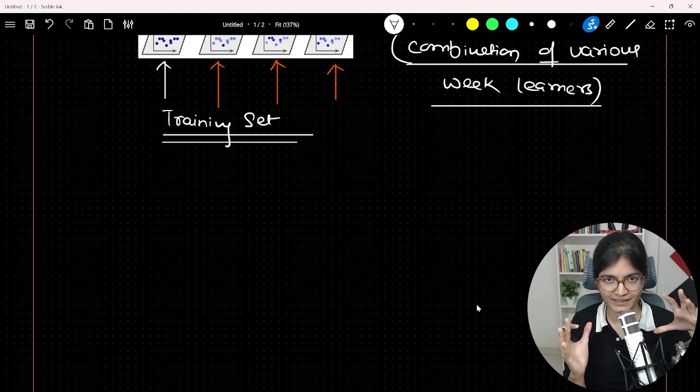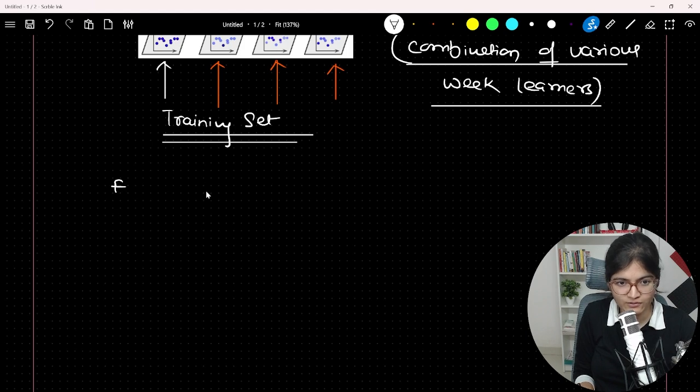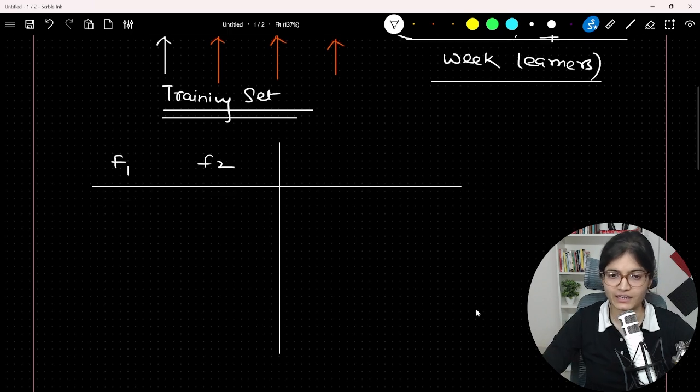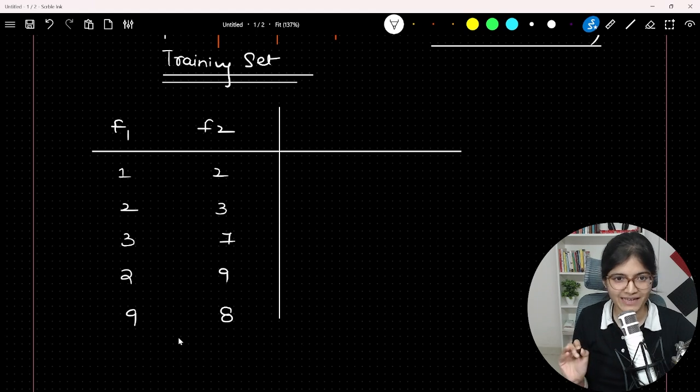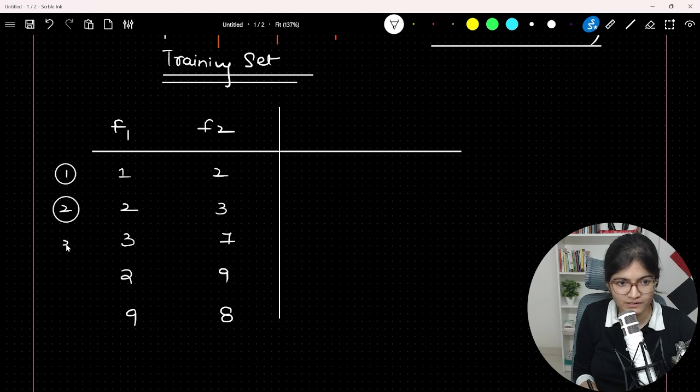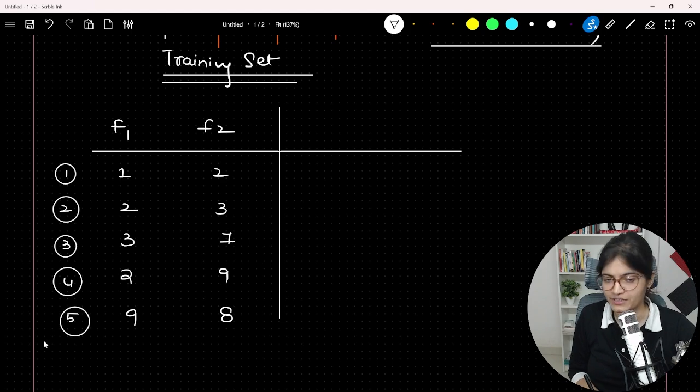Now, let's say I'm taking one sample dataset with only 5 data points available. Let's assume we have 2 features in the given data, F1 and F2, and I'm showing this for demonstration purposes. Let's say the data points are (1, 2), (2, 3), (3, 7), (2, 9), and (9, 8). Some random points. Both features are numeric, and in total we have 5 data points.